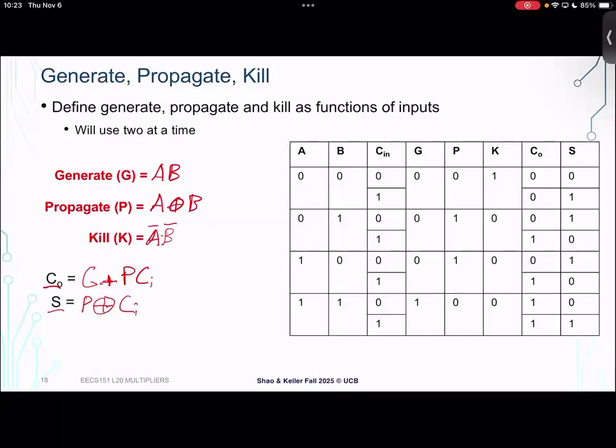The critical thing here is that these generate, propagate, kill signals, if you scrutinize the logic functions, don't depend on the carry input bit. They only depend on A and B. So as soon as all of the A and B arrive in parallel, all 8 bits or 32 bits, however wide your adder is, we can immediately calculate generate, propagate, and kill for all of the parallel structures in the adder. That's going to save us a great deal of time compared to the ripple carry. And that's the key idea that's going to be exploited in all of the fast adders we're going to talk about today.